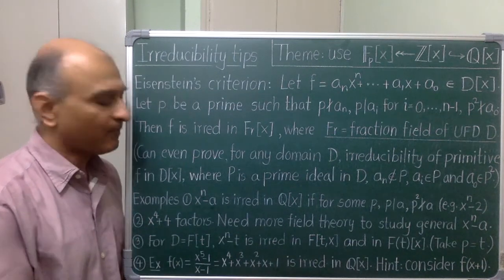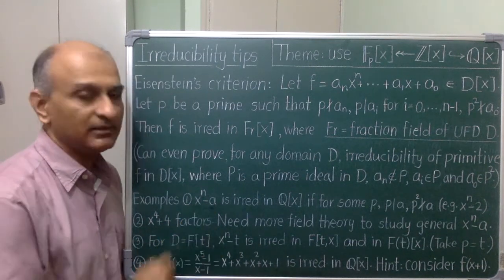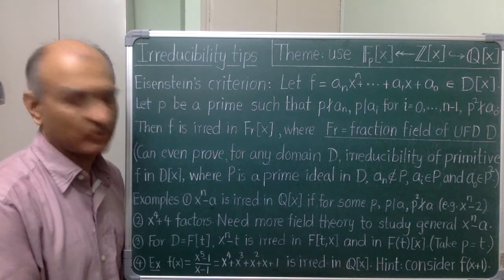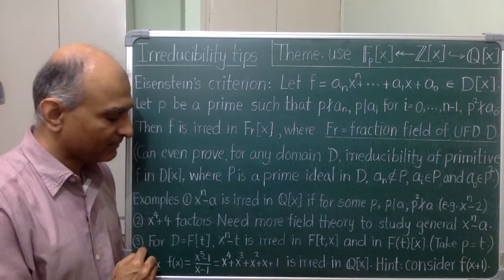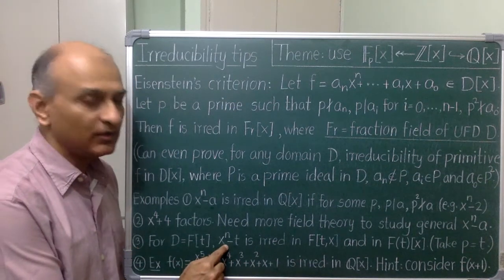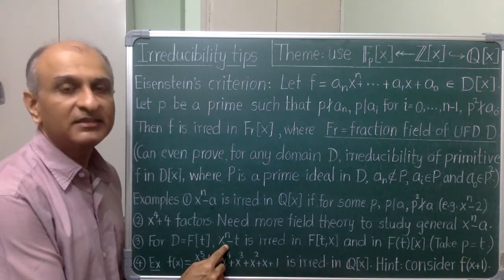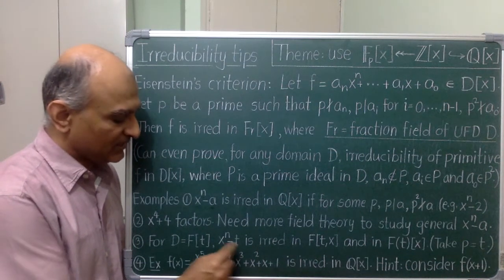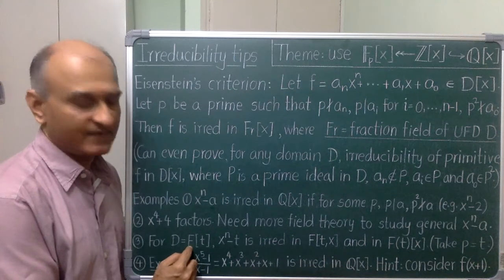If I want to study polynomials of this type in general, then I need more field theory. For example, you can see Lang's book. In this third example, I again have a polynomial of the same kind, and here the test works. But the prime that I have taken, t, is in a polynomial ring over a field.